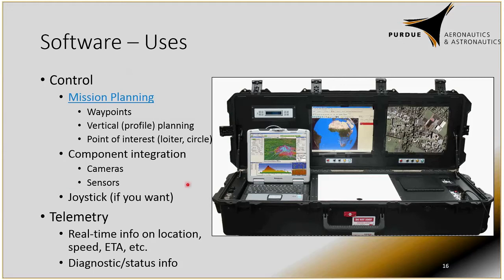Once again, on that telemetry, you have real-time info on location, speed, maybe estimated time on target, all of that kind of stuff, as well as diagnostic and status info. Battery level remaining is a very critical one to pay attention to. All sorts of things, especially maybe considering a camera orientation or perhaps vaccine temperature.